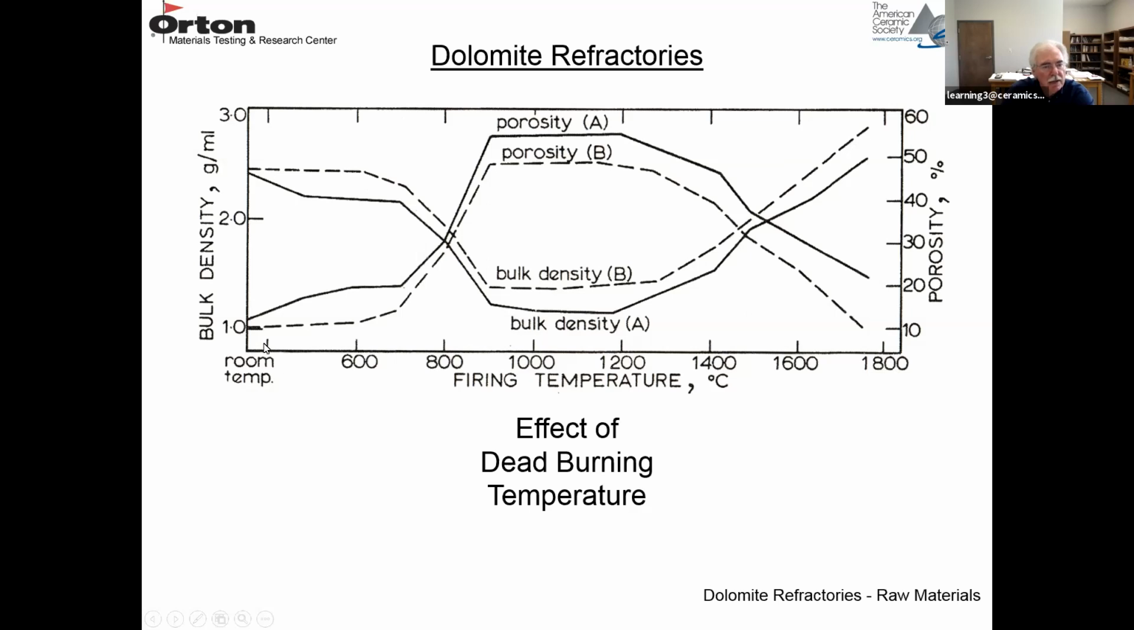And if we look at the porosity versus temperature, this is the porosity, maybe 10% in the dolomite. But then as you decompose the carbonates, the porosity goes up to about 50%. So it's very porous at this point. And then as you densify it at higher temperatures, the porosity goes down. So these are just two different materials, an A and a B, two different dolomites.